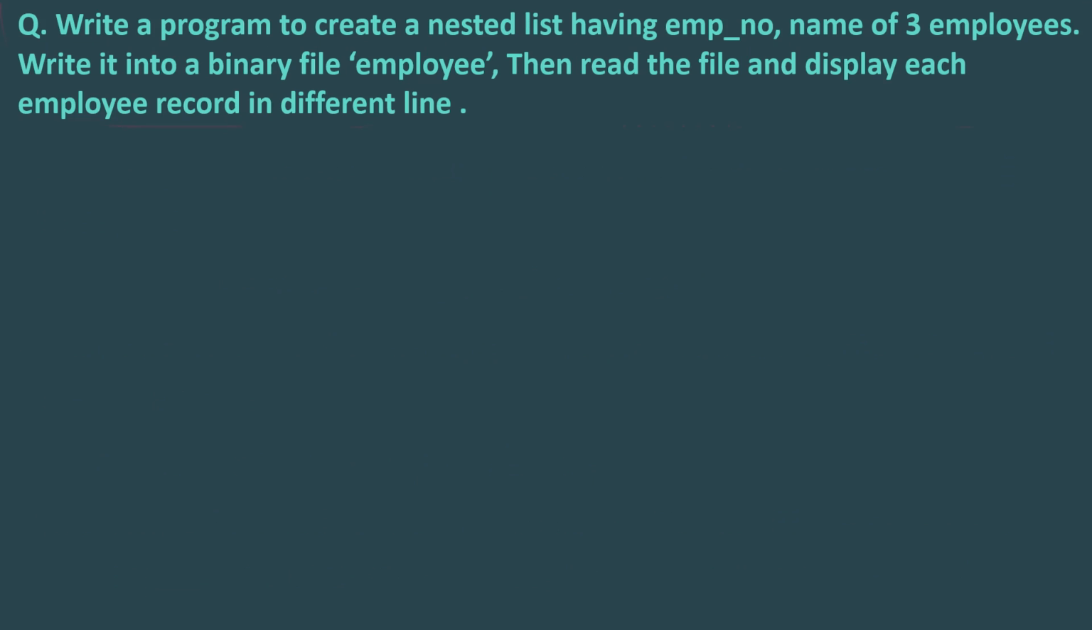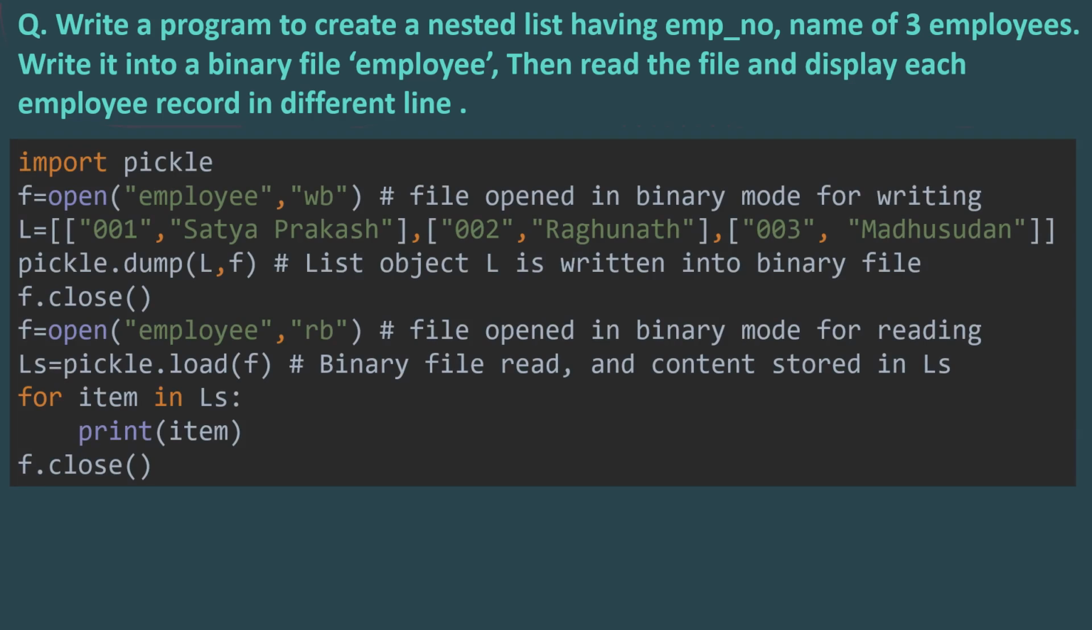Now write a program to create a nested list having employee number and name of 3 employees. Now write it into a binary file employee, then read the file and display each employee record in a different line. So first of all, we have to create a data object which is a nested list, where we will keep the record of the employees. Each list item will be one employee's record, that is its number and name.